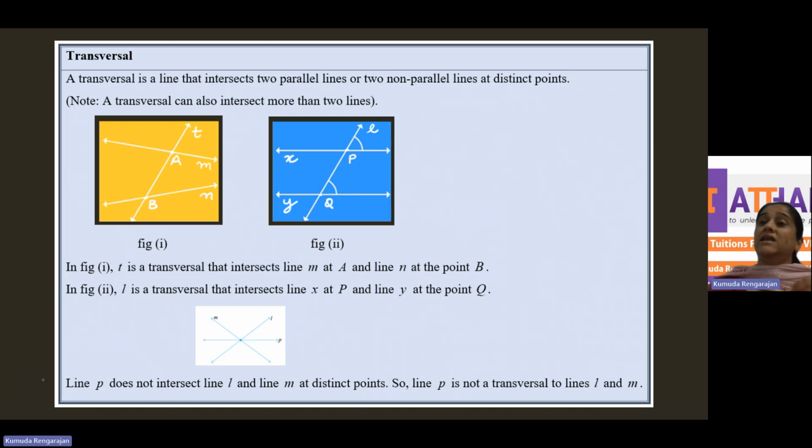They will be less than 180 or more than 180. Their sum will not be equal to 180 degrees. Their sum will either be less than 180 degrees or more than 180 degrees, but not equal to 180 degrees.